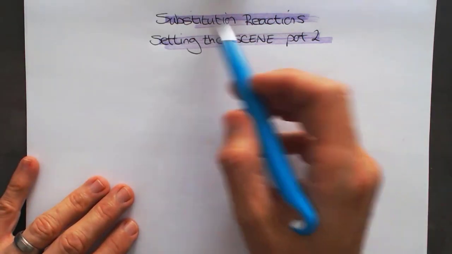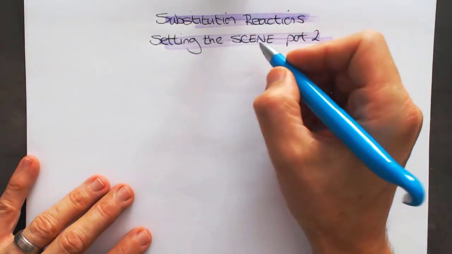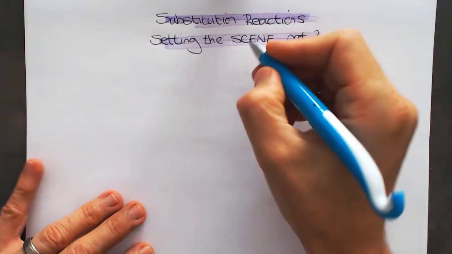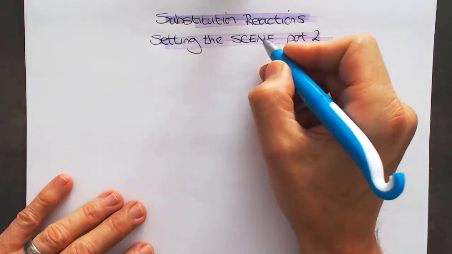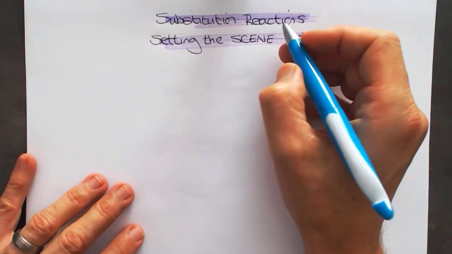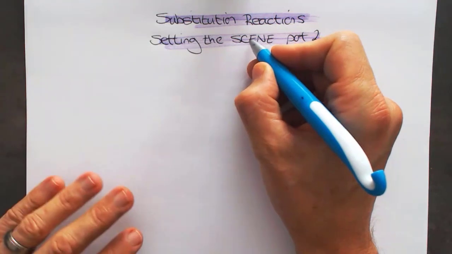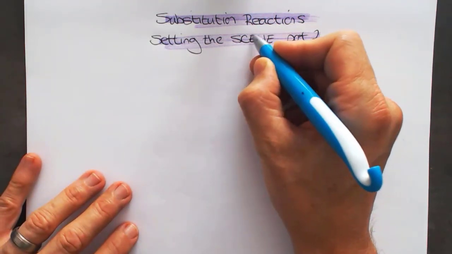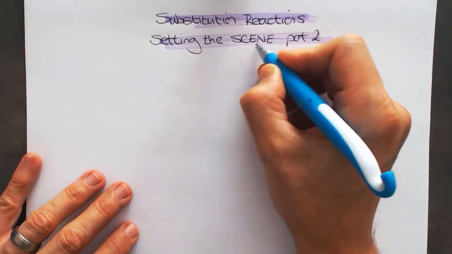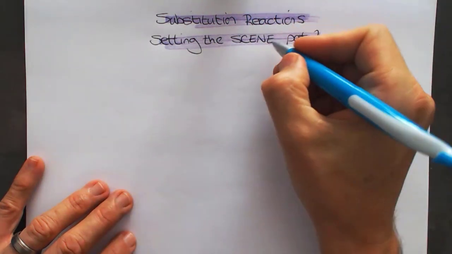In this lecture, we're going to continue our part 2 of substitution reactions, setting the scene. What we've discussed up until now is this acronym SCENE, which helps us remember the different components that are important in deciding between an SN1 reaction versus an SN2 reaction. We've looked at the S, which stands for sterics, the C, the carbocation, and the E, the electrophile. All three of those are interconnected with each other, and we need to consider them all in terms of the electrophile of the reaction to decide whether we're using an SN1 or SN2 reaction.